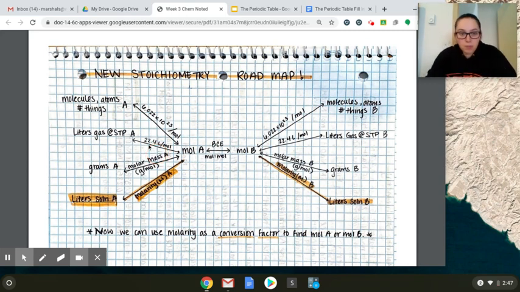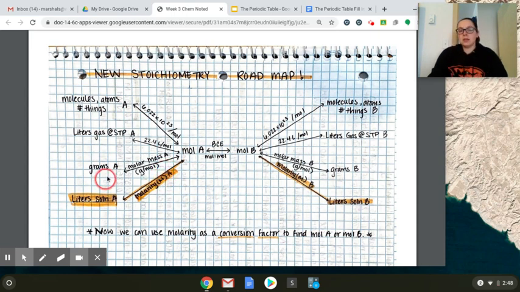Now what we know is that liters of solution A can get to moles of A via molarity. Okay, we know that molarity is moles per liter. So we have moles here and liters here. We're using molarity as a conversion factor. We can add this into our roadmap.